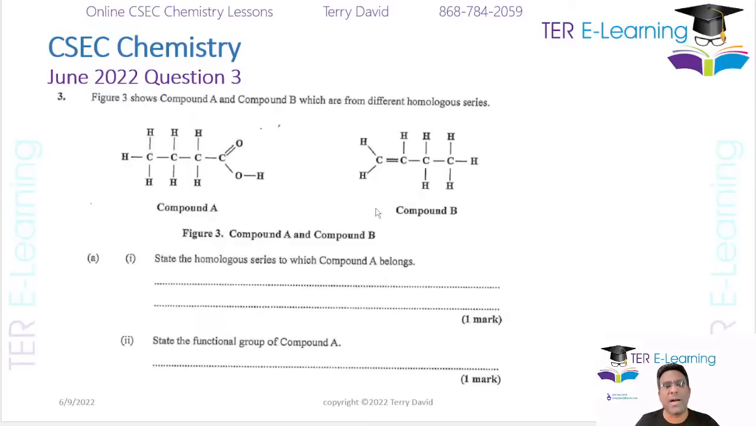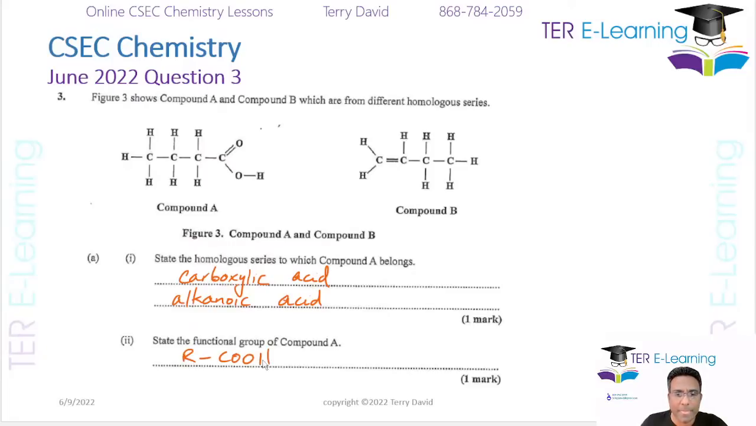So this third one here, compound A, compound B. State the homologous series to which A belongs. So what does A belong to? If you look here, you have an acid group, so you're going to say a carboxylic acid. The other word we can use is alkanoic acid. So any one of those, you will get your 1 mark. Next part, state the functional group in compound A. So the functional group is this group. You can write that, or you can write carboxyl. So that's how I typically write the functional group for an acid. RCOOH, that's it.